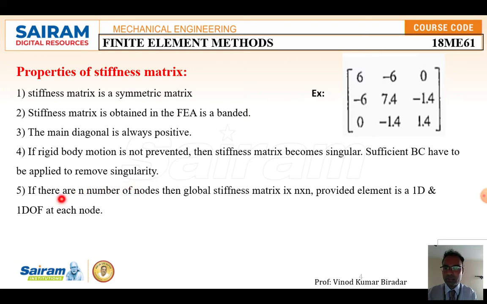And the last one is, if there are n number of nodes, then the global stiffness matrix is an n into n matrix, and provides the element for 1D and 2D at each node. So it is always a 2 into 2 matrix, 3 into 3 matrix, 4 into 4 matrix. It is not a 2 into 4 or 3 into 4, not like that. It is always a 4 into 4 and 3 into 3. So this is about the properties of the stiffness matrix and the definition of the stiffness matrix.